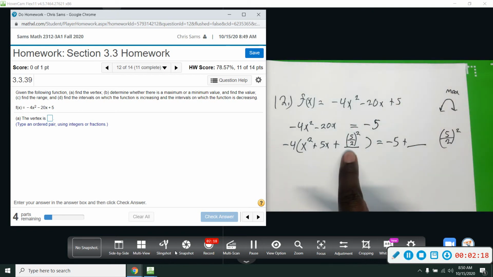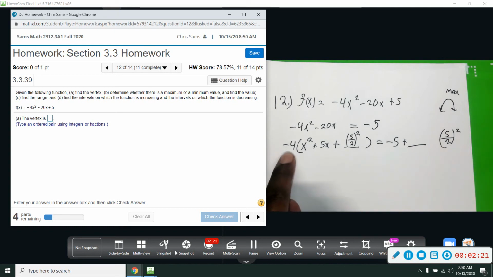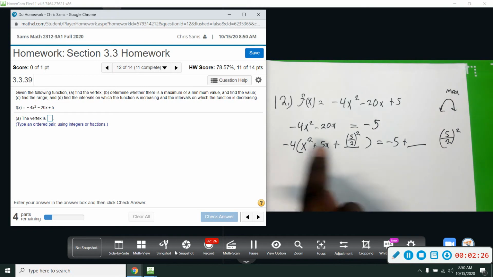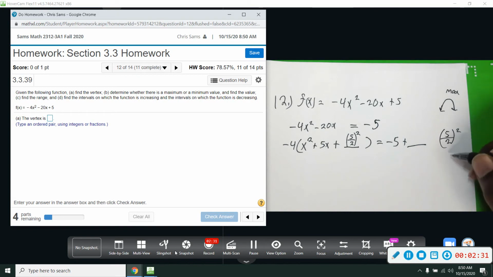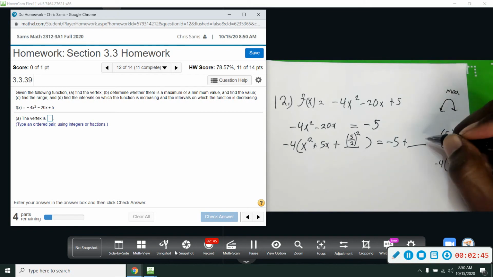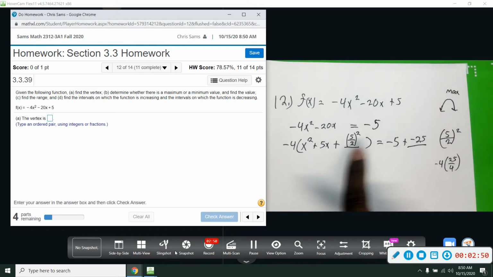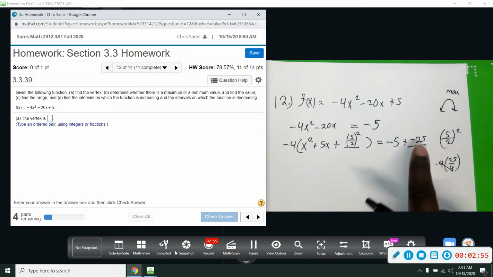And then whenever I add it to this side, if you have a constant outside, you have to multiply that. So what I'm actually adding to this side, this negative 4, is going to get distributed, and it's going to change this 5 over 2 squared. So 5 over 2 squared is going to get multiplied by negative 4. So 5 squared is 25, and 2 squared is 4. All right, so when we multiply this, this ends up being negative 25. So at the end of the day, what I've actually added to both sides is negative 25. And so that 4 will divide out, negative 1 times 25, we get 25.